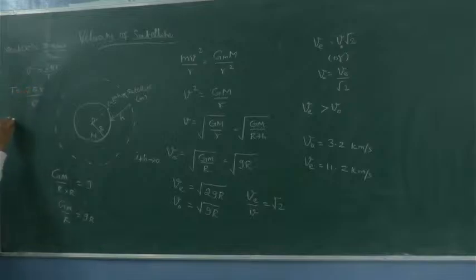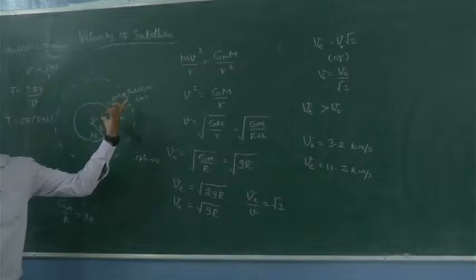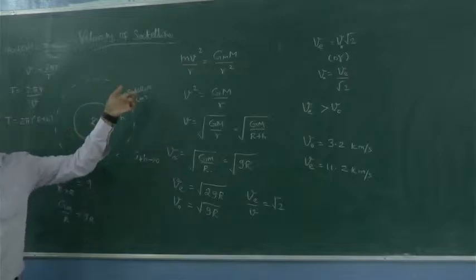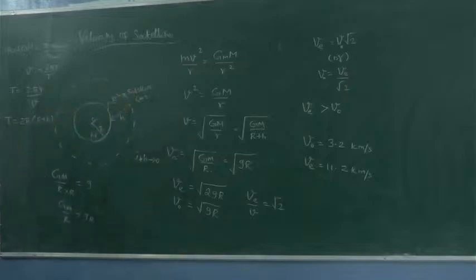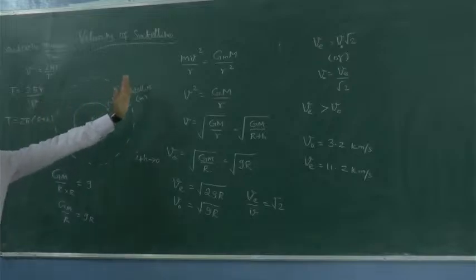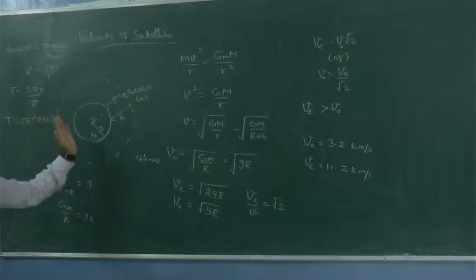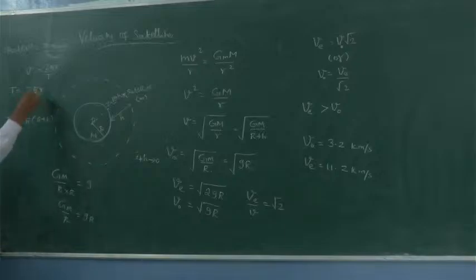What is r? R plus h. Small r is the radius of orbit, or the distance between the center of earth and the satellite. Tell me what is capital R? Radius of earth. H is the distance between the earth surface and the satellite position. Small r is the distance between the earth center and the satellite location. That small r is equal to capital R plus h. Now the small r value is replaced: T is 2 pi (R plus h) divided by v.